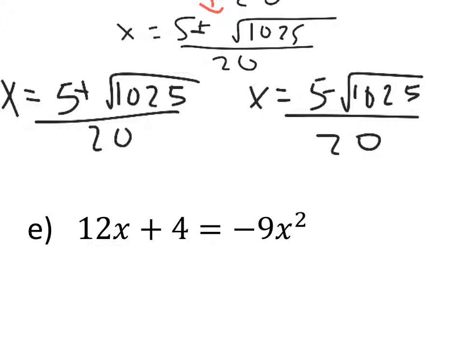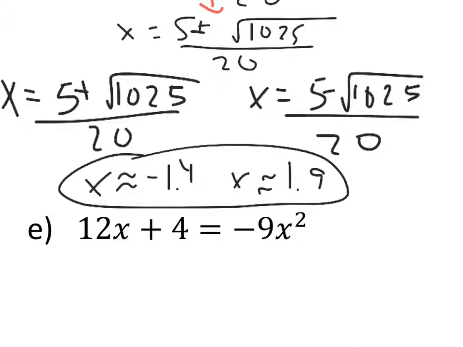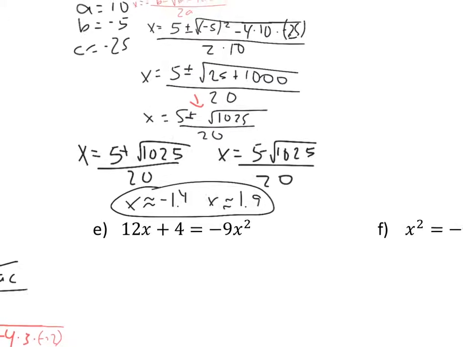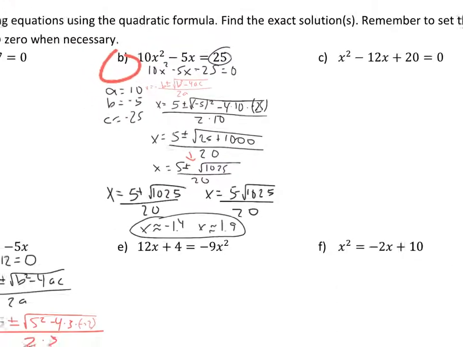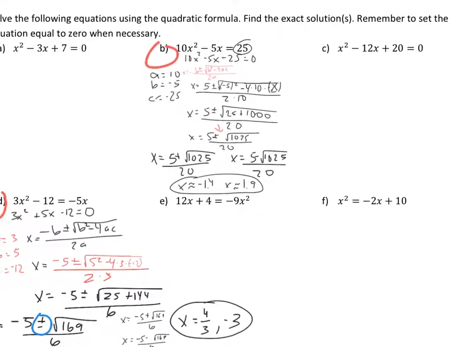All right, your two answers. You should get x is approximately, again, because we're rounding, and we'll take it to the nearest tenth, negative 1.4. And our second choice is approximately 1.9. All right, so that takes us through letter B.